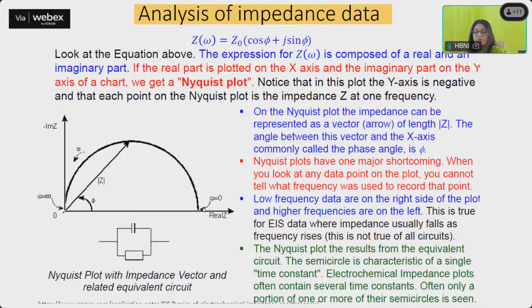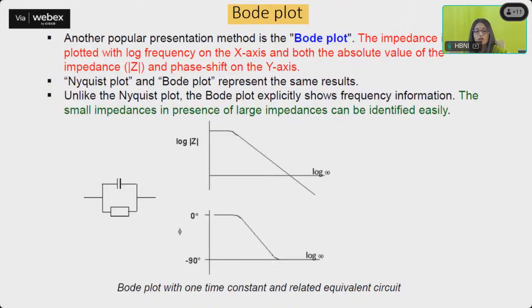Please remember that. Whereas when you look into the Bode plot, because you have the log of the frequency already plotted, it is giving you an idea of the frequency as well. But somehow the Nyquist plot is much more popular compared to the Bode plot, though both of them give the same data.